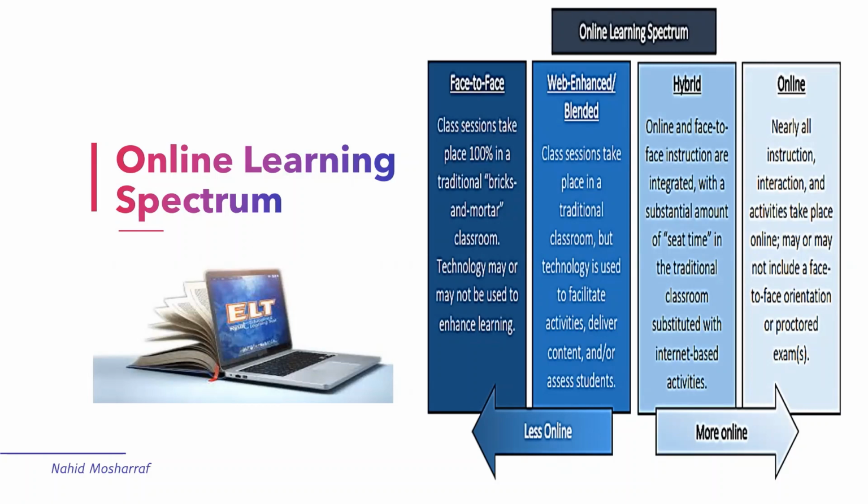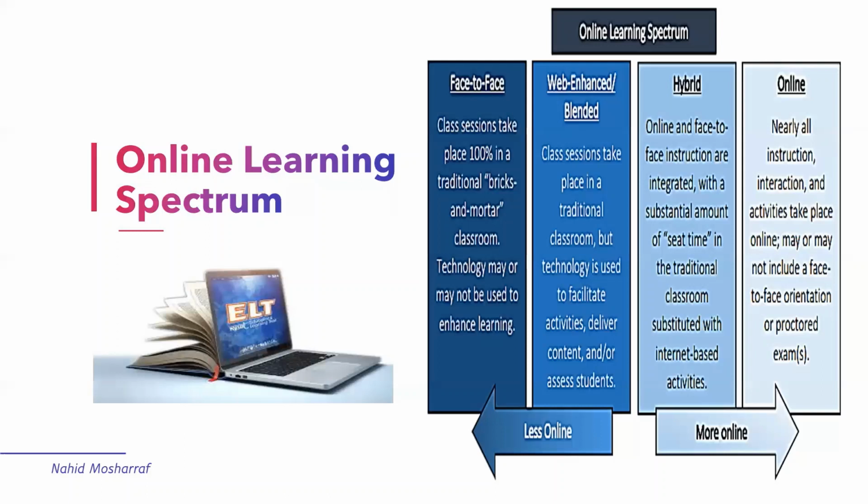And the fourth one is the online system. Nearly all instructions, interaction and activities take place online, and may or may not include a face-to-face orientation or proctored exams. So in the last semester, we were having the online system, but we are going to follow the hybrid system. Actually, we are having 3 credit hours in the theory classes.